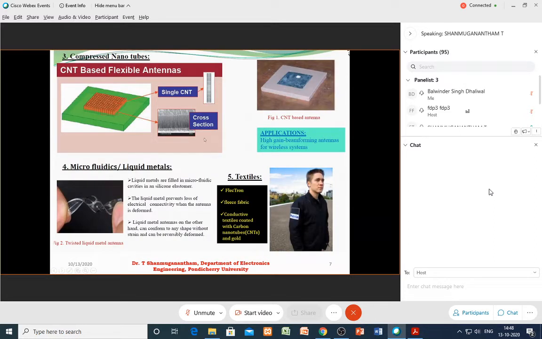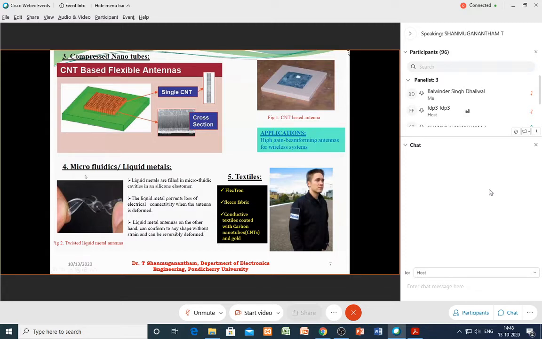Another is nanotechnology based flexible antennas. Carbon nanotubes are basically used for this material, particularly ferrite materials as well as graphene. All those materials are used particularly for flexible antennas, and this is one example of a carbon nanotube based patch antenna, used particularly for high gain beamforming antennas for wireless systems.